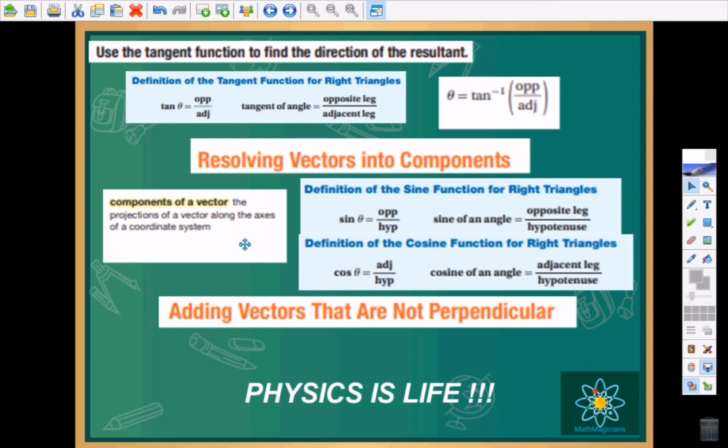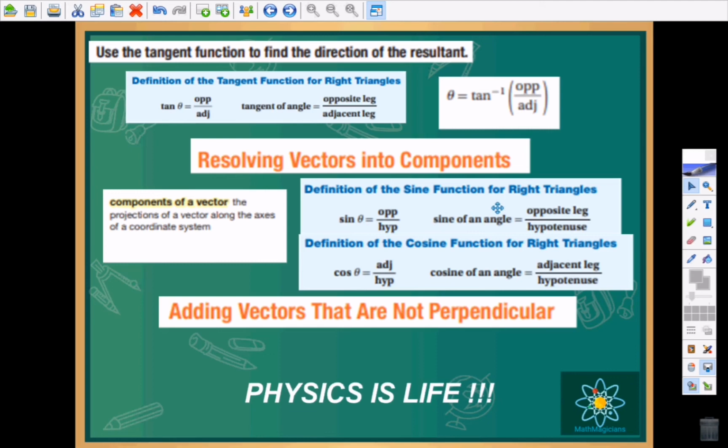Let's define a component of a vector. It's the projection of a vector along the axis of a coordinate system. In mathematics, the components of vectors are called projections. The x component is the projection of the vector along the x-axis, and the y component is the projection of the vector along the y-axis. Now continuing. You can often describe an object's motion more conveniently by breaking a single vector into 2 components, or resolving the vector. Resolving a vector allows you to analyze the motion in each direction.